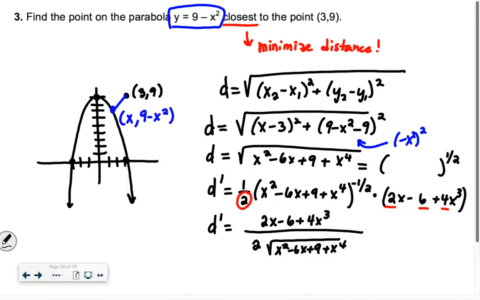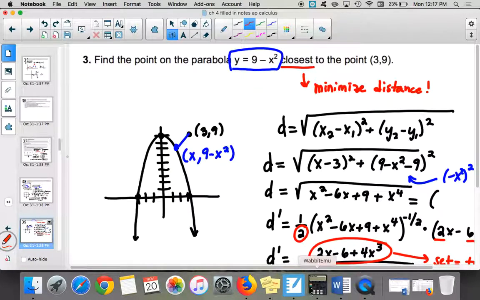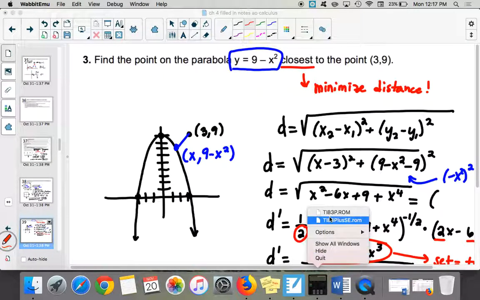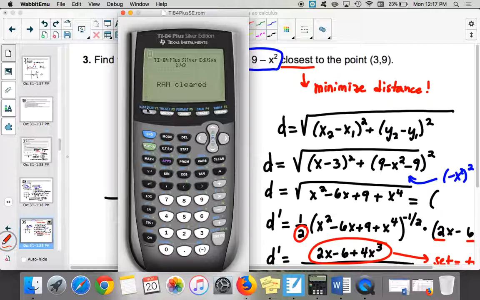Okay, in order to find possibilities for maxes and mins, what do I need to do? I need to set d prime equal to 0, and then also find where it's undefined. So if I set this equal to 0, it's a little tricky. How do you solve that? You could use rational roots theorem if you didn't have your calculator. I will let you use your calculator. So we're going to go to where we plug that in for y equals. So if you put 2x minus 6 plus 4x cubed, you guys don't have to do it, just pay attention up here.